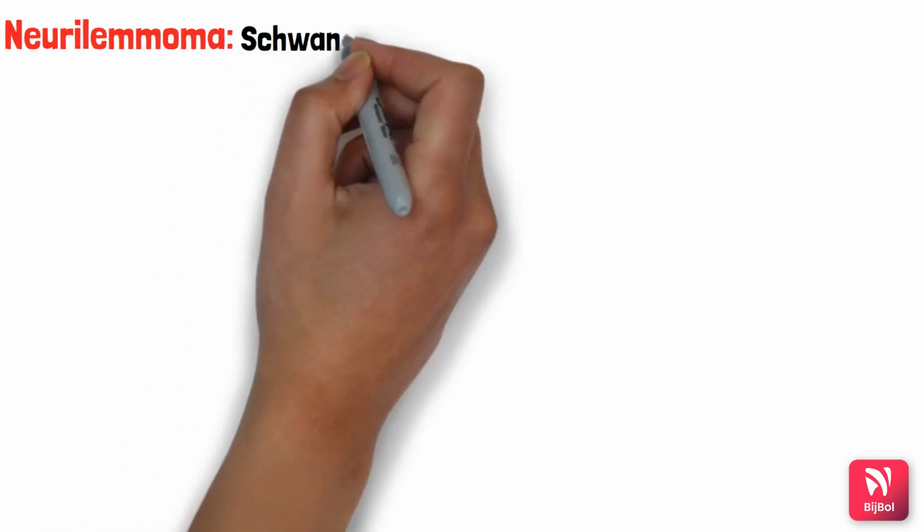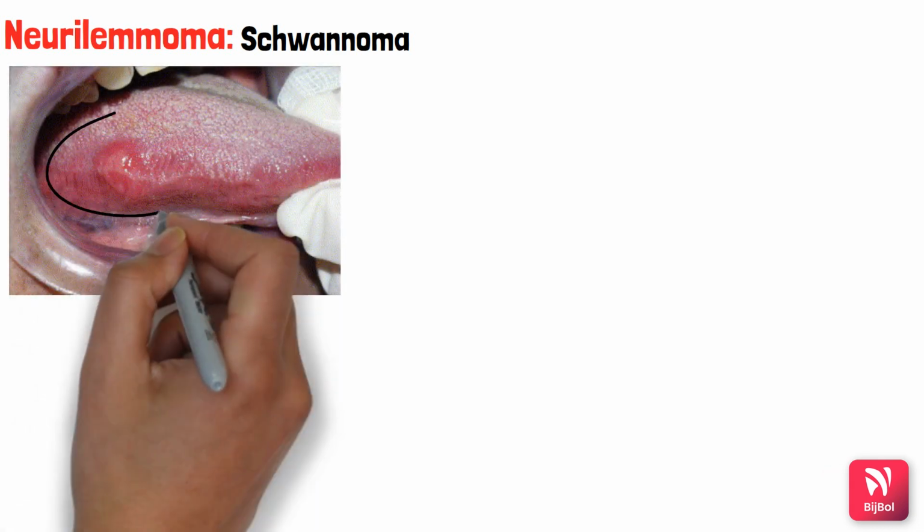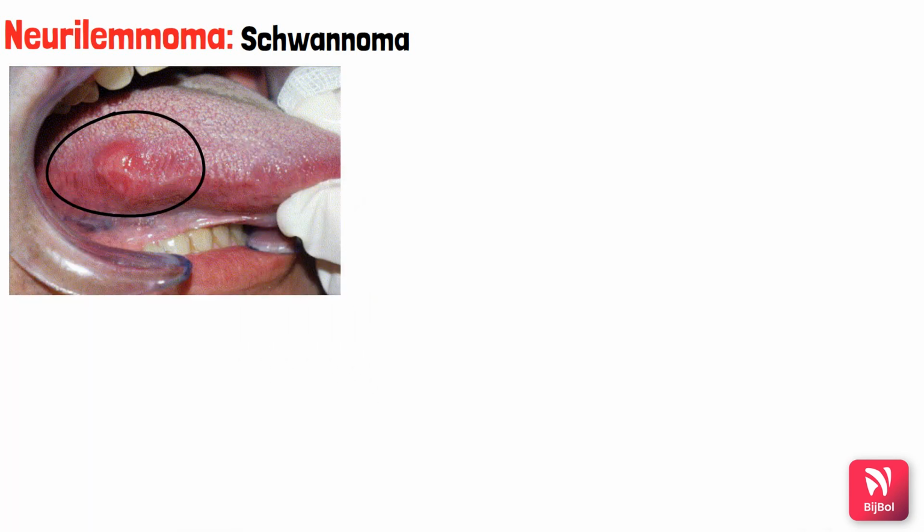The next one and the last one is neurilemoma, which is also called schwannoma. In the name itself it is there that it is derived from Schwann cells. It's a benign tumor of Schwann cells. Head and neck are the most common regions for the development of neurilemoma, and as you can see here, the commonest site for neurilemoma is the tongue, and here it presents as a single circumscribed nodule, but it doesn't contain any characteristic features.